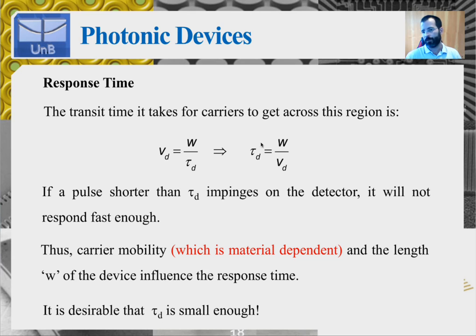So therefore, carrier mobility, which depends on the material, and the length of the device influence the response time. In order to have small transit times, which is what we would desire for a fast device, we need to have small depletion regions. So a small W, the length of the depletion region, would have to be small, and the drift velocity, which is equal to the mobility multiplied by the electric field, would need to be high. So we ideally would desire to have large carrier mobilities inside the material.